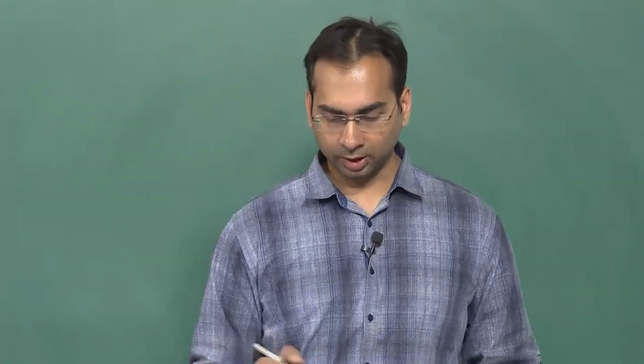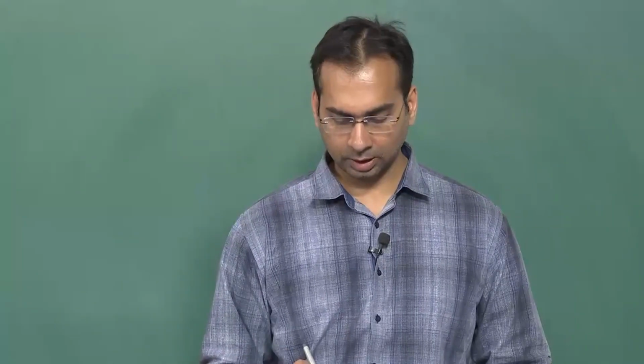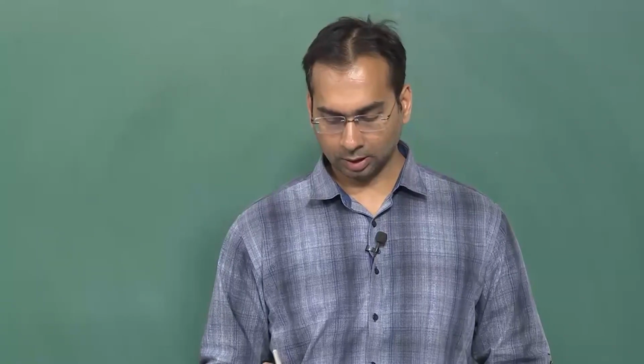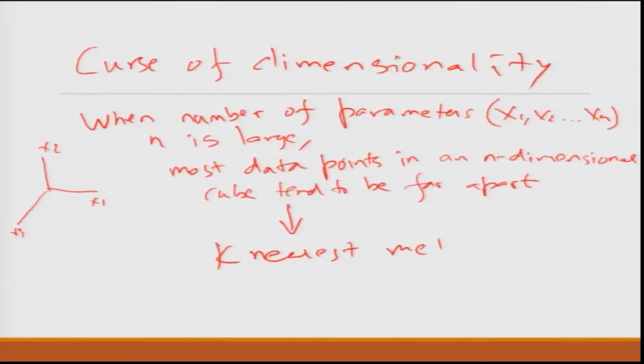So, unless you have a very huge number of data points, finding these neighbors and actually classifying them as neighbors becomes a question mark. So, when the number of parameters is large, because the points tend to be far apart, it means that k nearest neighbor methods are unstable. So, you do not use these methods in this case.